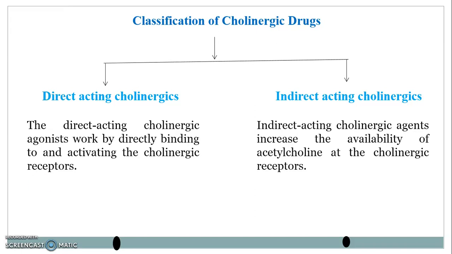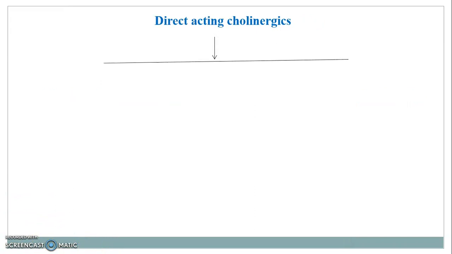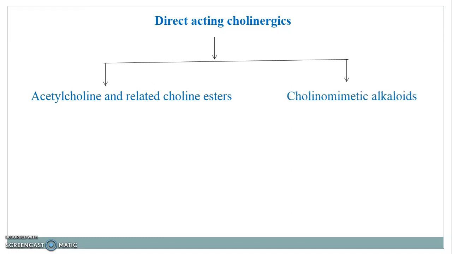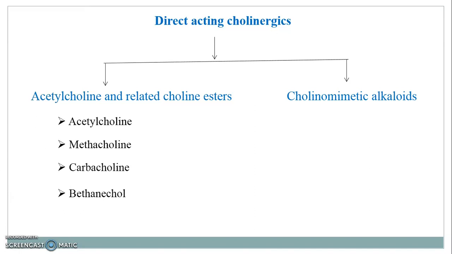Direct acting cholinergics are further classified as acetylcholine and related choline esters, and cholinomimetic alkaloids. The examples of acetylcholine and related choline esters are acetylcholine, methacholine, carbachol, bethanechol. Whereas cholinomimetic alkaloids are pilocarpine, muscarine and arecoline.